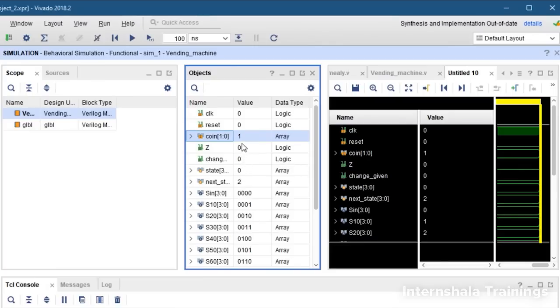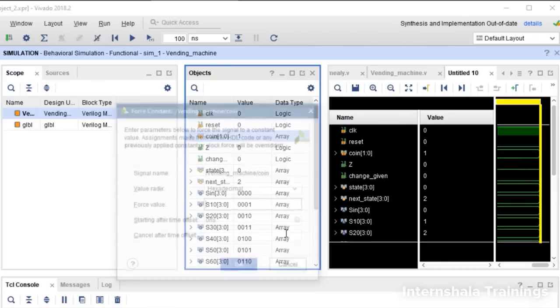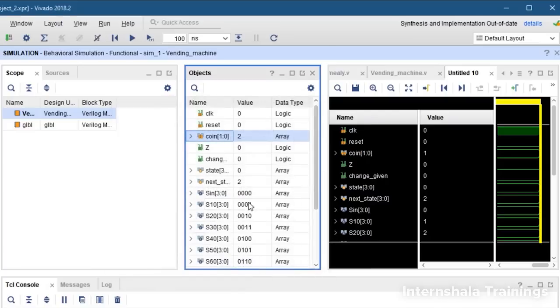Now if I give input 2, that means directly 50 rupees. So what we see is, change is also given, product is also given. Next time it will be set to 0. If I give 50 again, change is given and product is also given.